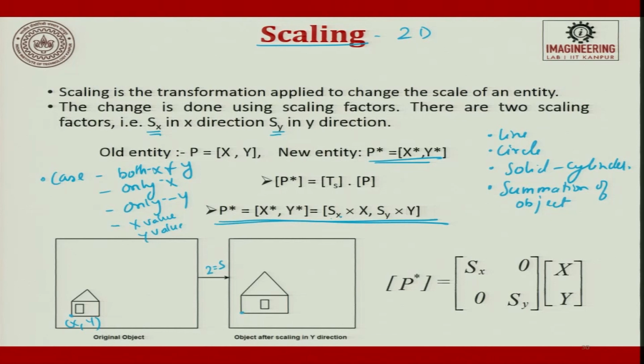So, p star is nothing but x star comma y star, you get that from scaling in x direction multiplied by x comma scaling in y direction multiplied by y, you try to get the answer. If you wanted to put it in a formula, p star is nothing but sx 0, 0 sy. So, now we are converting this into a matrix form. You get the x and y value, when you multiply it you get the new x star and y star, in which the scaling is carried over.